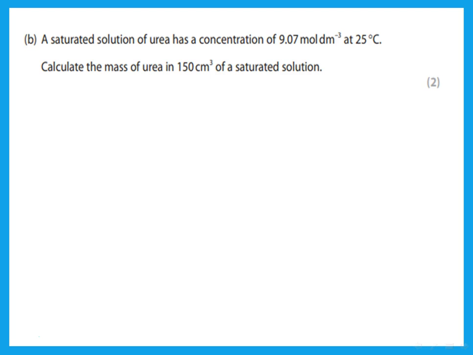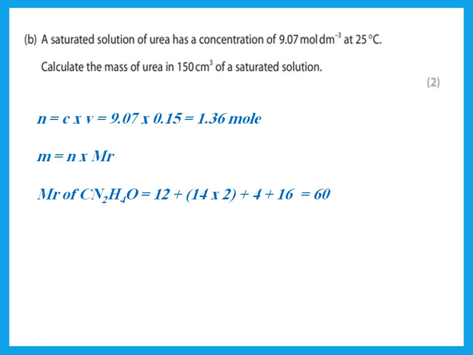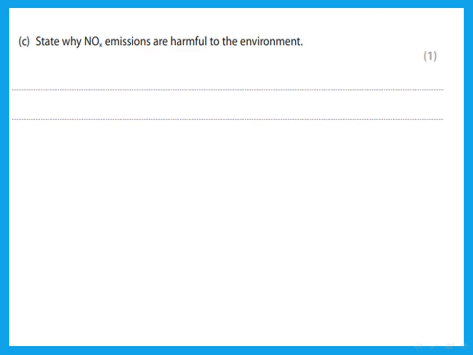A saturated solution of urea has a concentration of this. Calculate the mass of urea in 150 centimeter cubed. So of course we get the number of moles first in the solution. The number of moles would be concentration times volume. That is 1.36 moles. You need the mass. So the mass is number of moles times Mr. Remember that he gave you the structure so you can calculate the Mr, and that means the mass would be 81.6 grams.